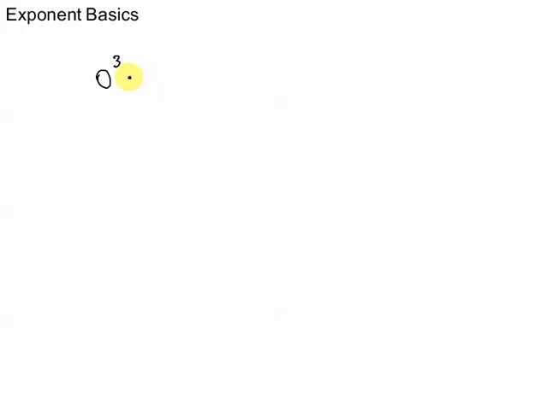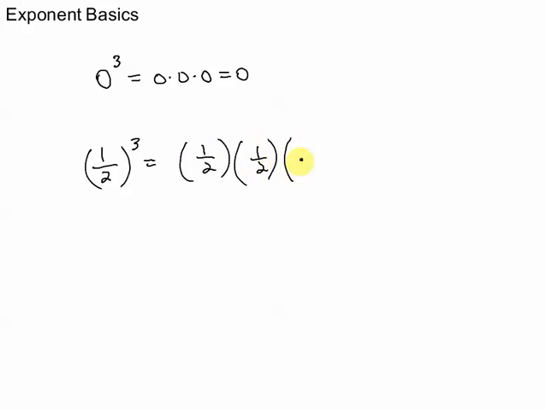0 to the third power means 0 times itself 3 times, which is 0, so that's how you deal with 0. If you have a fraction, like 1/2 to the third power, that means 1/2 times itself 3 times. And you multiply fractions by going straight across, so you multiply all the 1's together, and you end up with 1. You multiply all the 2's together, and you end up with 8. So that's how you deal with fractions to exponents.